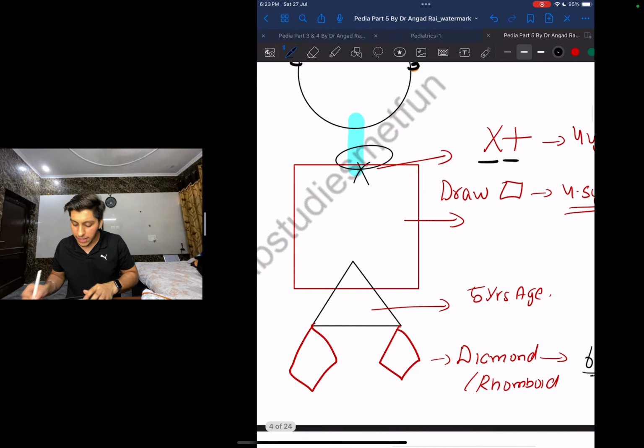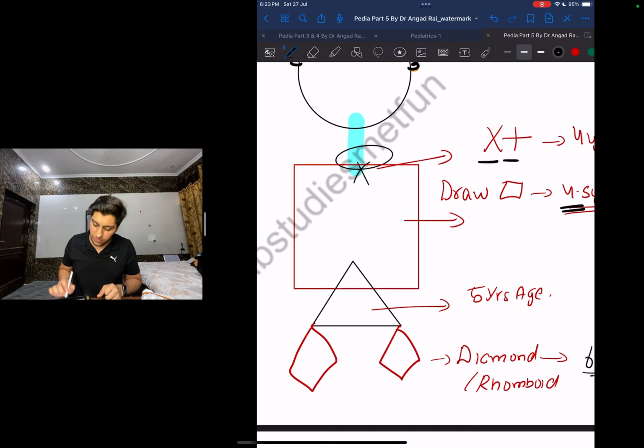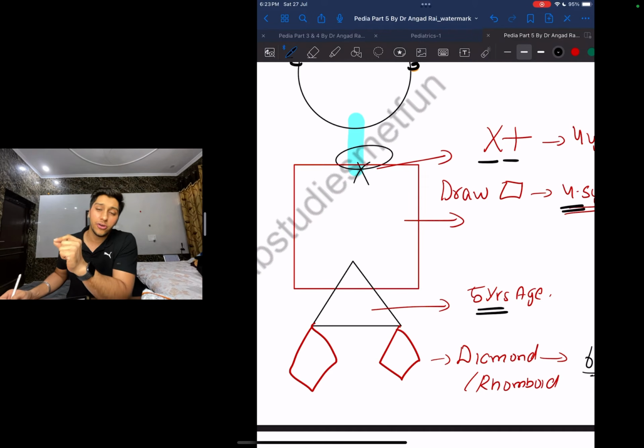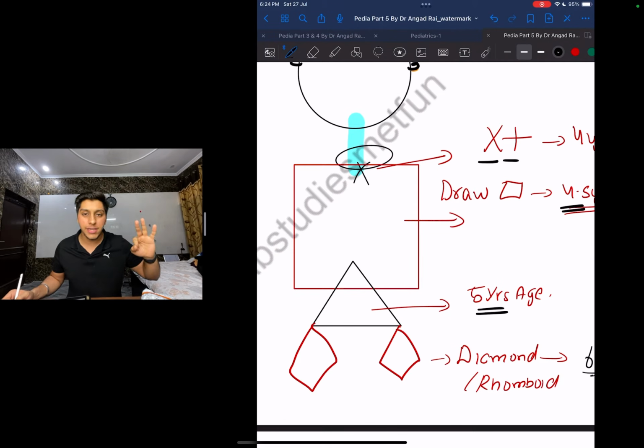A baby is able to draw a square by 4.5 years of age. A baby is able to draw a triangle by 5 years of age, and a baby is able to draw a diamond or a rhomboid by 6 years of age. Okay, this is very important. Circle 3 years, necklace or plus sign or cross sign 4 years, square 4.5 years, triangle 5 years, and diamond or rhomboid 6 years.